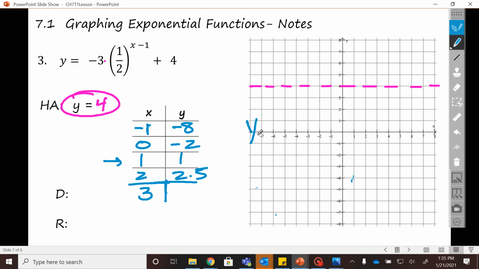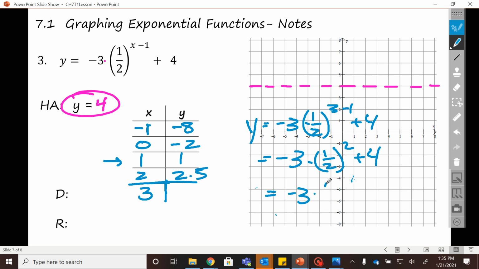Lastly, we'll plug in 3. 1/2 to the 3 minus 1. That's 1/2 squared. So if we square the numerator and the denominator, that becomes 1/4. And negative 3 times 1/4 is negative 0.75. Which is 3.25.